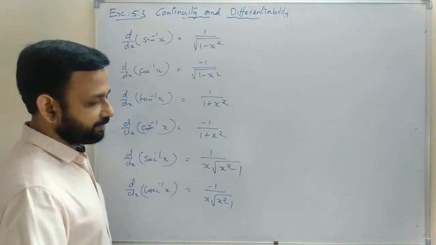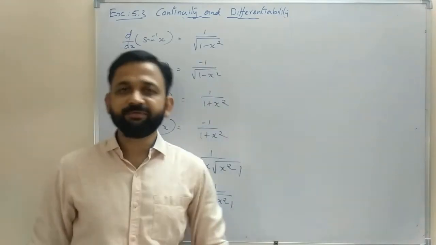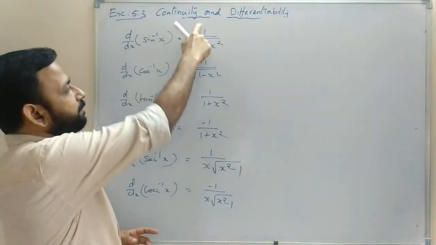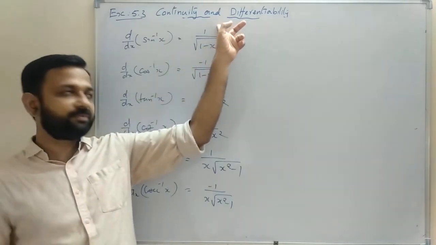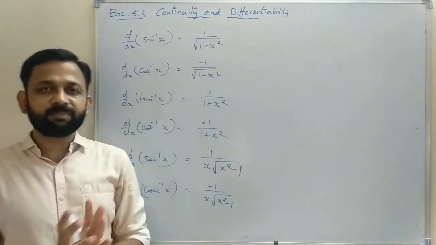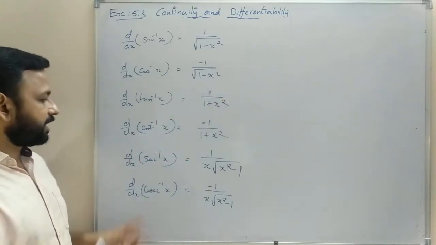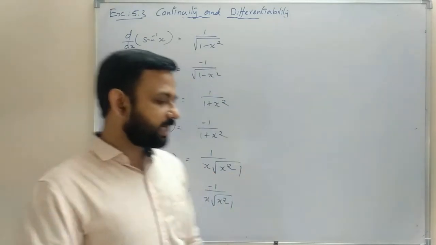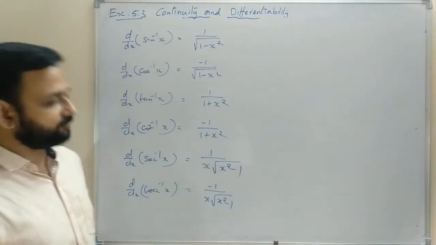So these are the formula of derivatives of inverse trigonometric functions. So we need to by heart this formula. d by dx of sin inverse x is equal to 1 upon under root 1 minus x square. d by dx of cos inverse x, that is negative of derivative of sin inverse x. Then d by dx of tan inverse x, that is 1 upon 1 plus x square. d by dx of cot inverse x, that is negative of this one. Then d by dx of sec inverse x, 1 upon x into under root x square minus 1. Then d by dx of cosec inverse x, that is negative of this one. So we need to by heart this formula.